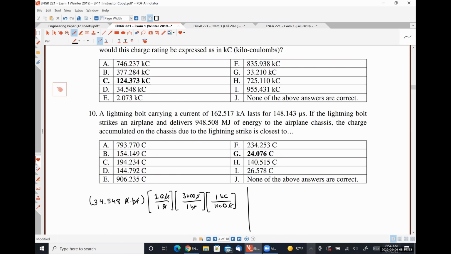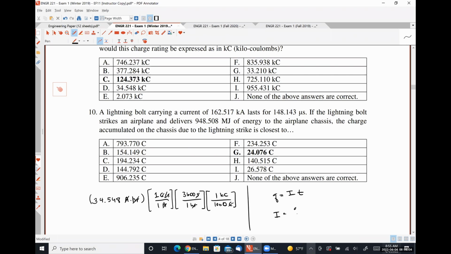Number 10 here, the lightning bolt can carry a very large current that lasts for 148.143 microseconds. If it delivers a very large amount of energy, the charge accumulated on the chassis. Okay, so charge, Q, is current times time, right? Because current is charge over time. So multiply this number by this number, and you're good to go.